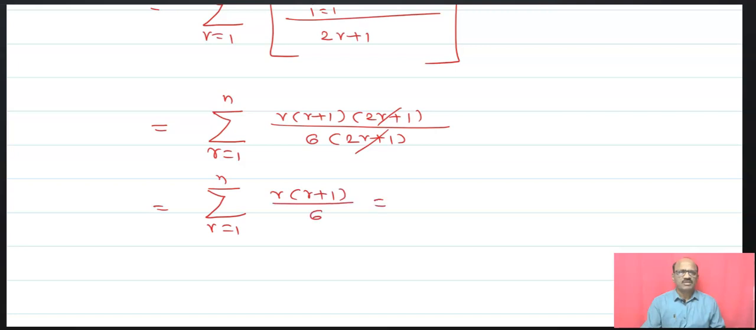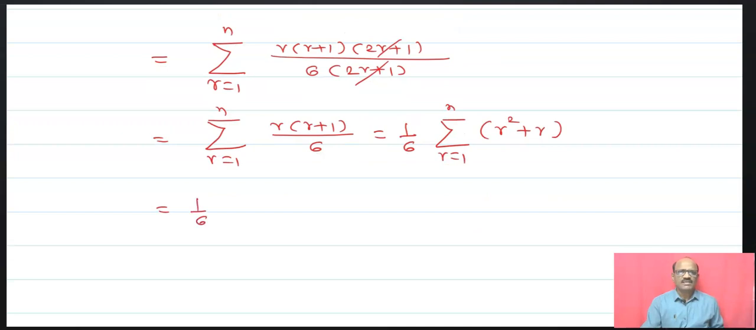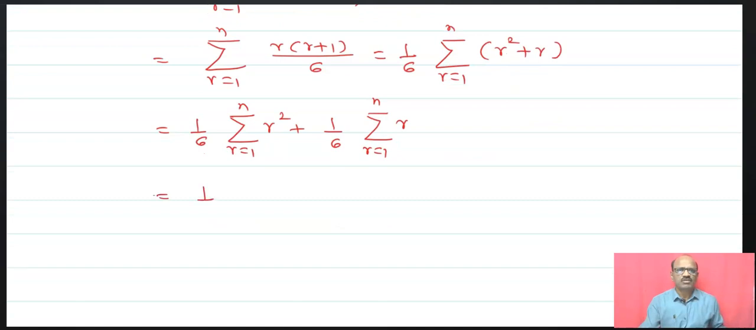R in bracket R plus 1 upon 6, that is 1 upon 6, summation R is equals to 1 to N of R square plus R. Now here simple multiplication is there, R into R plus 1 gives R square plus R, and these two terms get cancelled. 1 upon 6 is outside the summation sign, it's a constant. And next is plus 1 upon 6 summation R is equals to 1 to N of R.